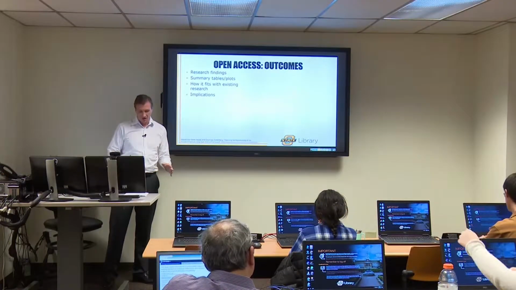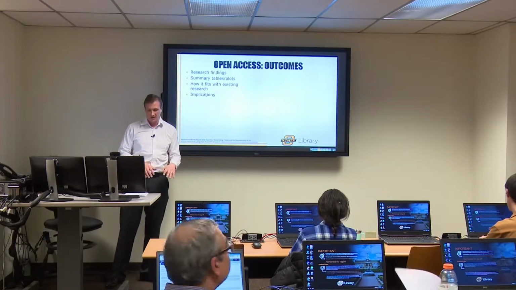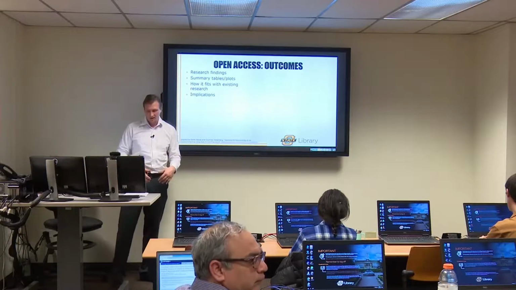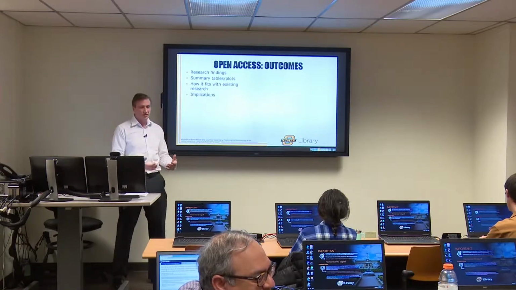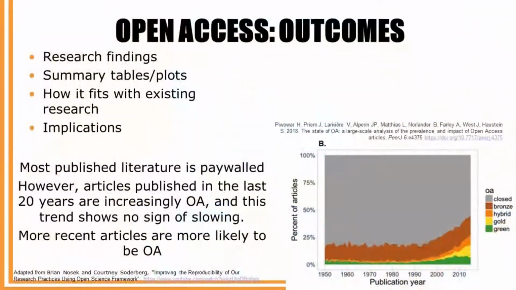All right, so we're going to talk a little bit about the goals of openness, spend just a bit of time on this because that's kind of their intent. You can characterize their goals of openness in 3 different ways. First we have open access, and that typically refers to the peer-reviewed article, right? Or the book chapter or the book. This reports on the outcomes, like what were the findings, maybe some summary tables and plots, how it fits with existing research. Most of that published literature is paywalled.